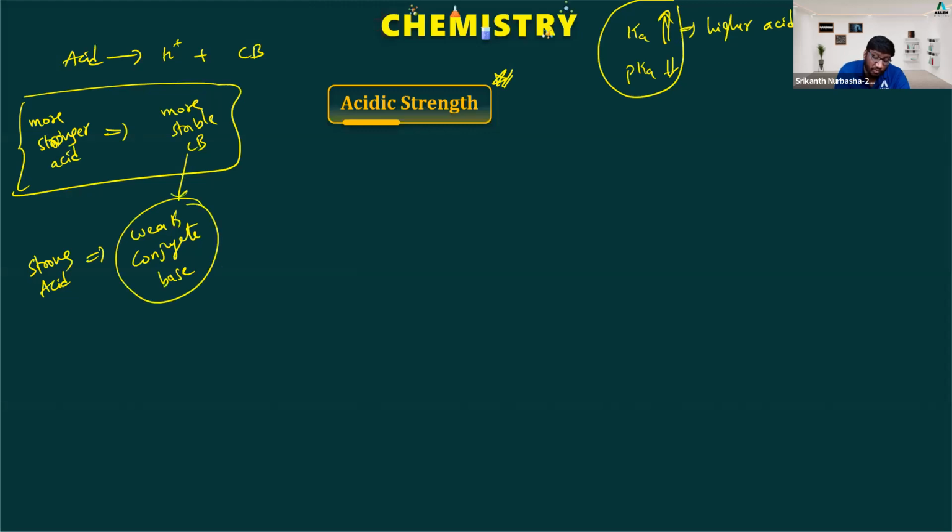Can I derive these two? Stronger acid means more stable conjugate base. Stronger acid means weaker conjugate base. If I compare stability and ability, both: more stability of the conjugate base means it is going to be a weaker conjugate base. You can compare like that also.